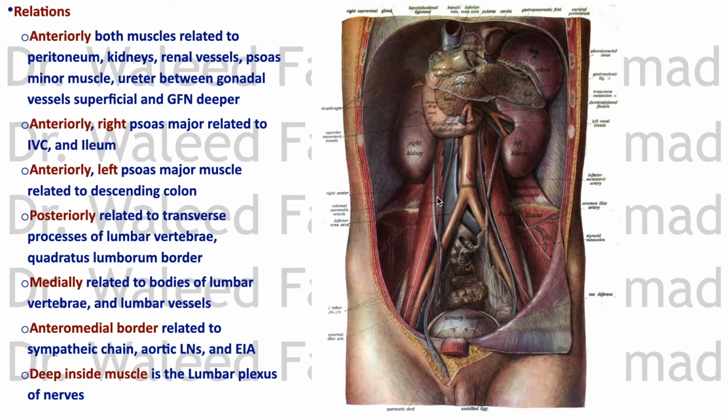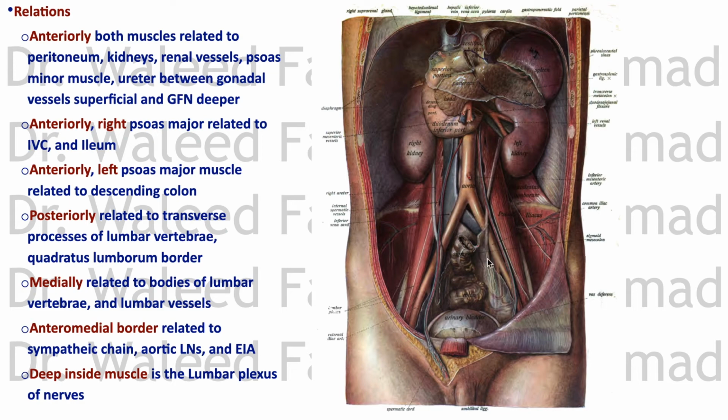Posteriorly, it is related to the transverse processes of the lumbar vertebrae, of course, from which it takes origin, and it's related also to the edge of the Quadratus Lumborum, as you can see here. This is the Quadratus Lumborum muscle. Medially, it is related to bodies of lumbar vertebrae, from which it takes origin, and the lumbar vessels which pass in the arches formed by the origin of the muscle.